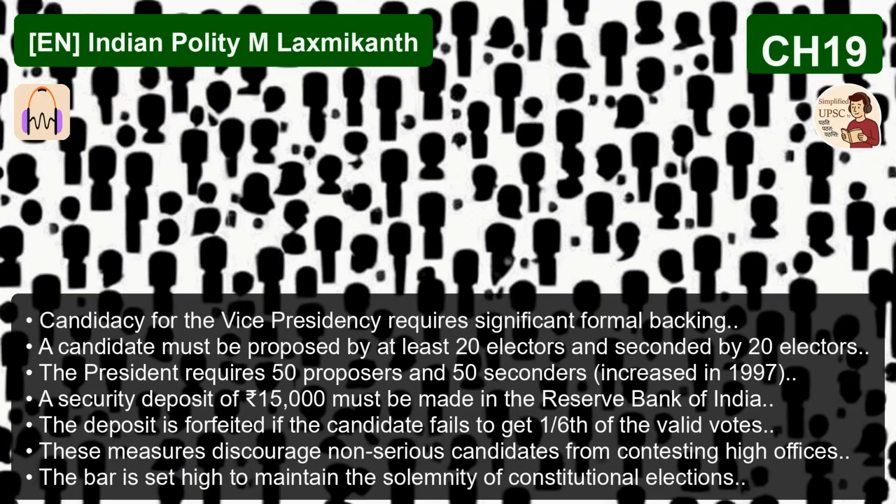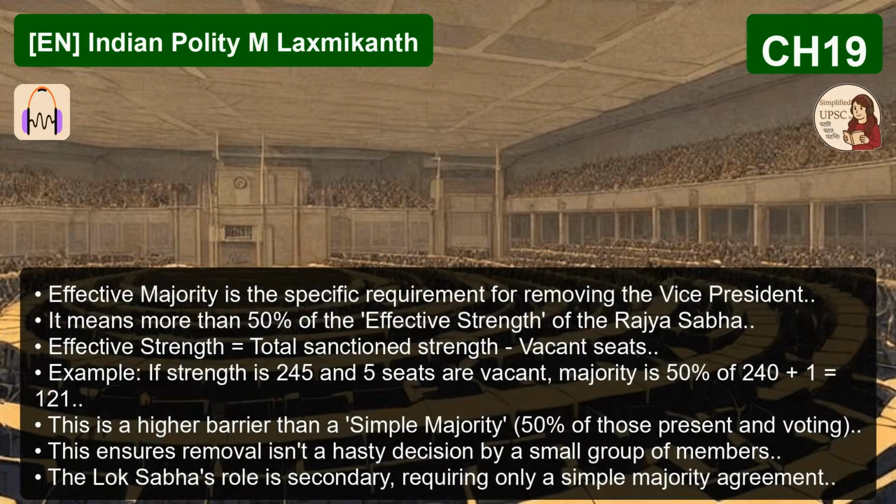Moving on, let's discuss the vice president's term and how they can be removed. The removal procedure itself is a key constitutional insight that ties directly back to their primary role as chairman of the Rajya Sabha. First, the term itself. The vice president holds office for a term of 5 years from the date they assume office. Simple enough? And they're also eligible for re-election indefinitely.